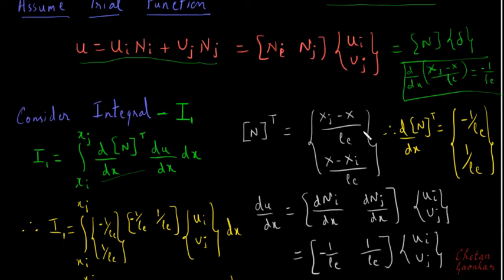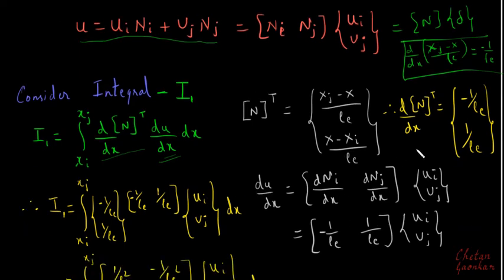But N depends on x, so I will have to take the derivative of Ni and Nj. When I have du by dx, it means nothing but the derivative of the shape functions Ni and Nj multiplied by ui uj. So, as we had done just now, the derivative of Ni with respect to x will give me minus 1 by le, and this term will give me plus 1 by le. I just need to substitute this now. In place of this term I will substitute this here, and in place of the second term I will substitute this here.